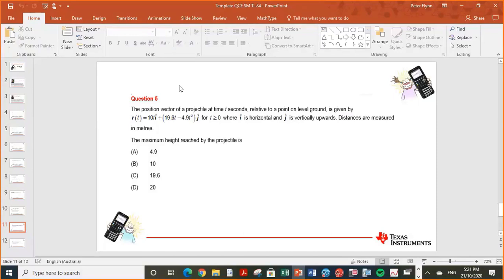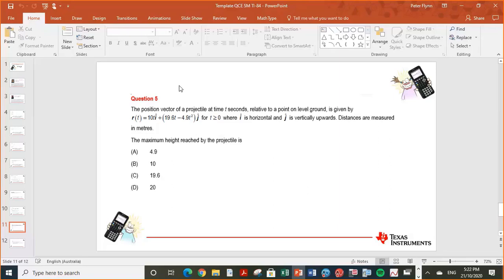The first one is x in terms of t. So the first parametric equation is x equals 10t, and the second parametric equation is y equals 19.6t minus 4.9t squared. So when you're considering projectile motion and you're considering an i component or a horizontal component and a j component or a vertical component, it's a good idea to consider the components separately.